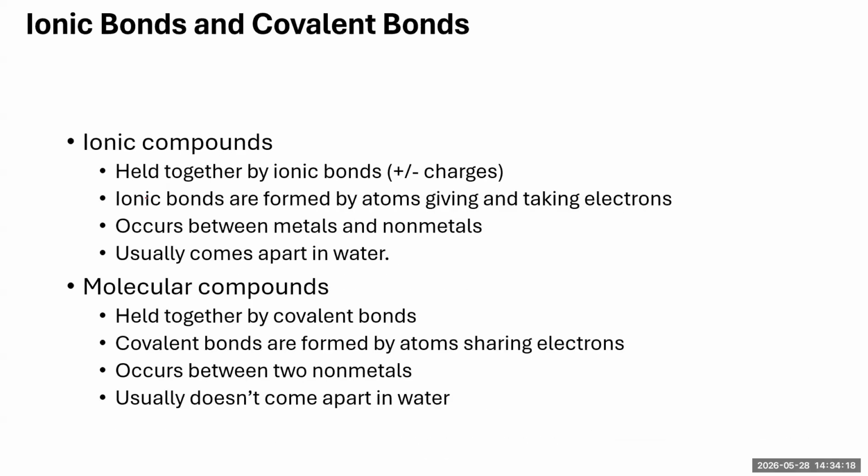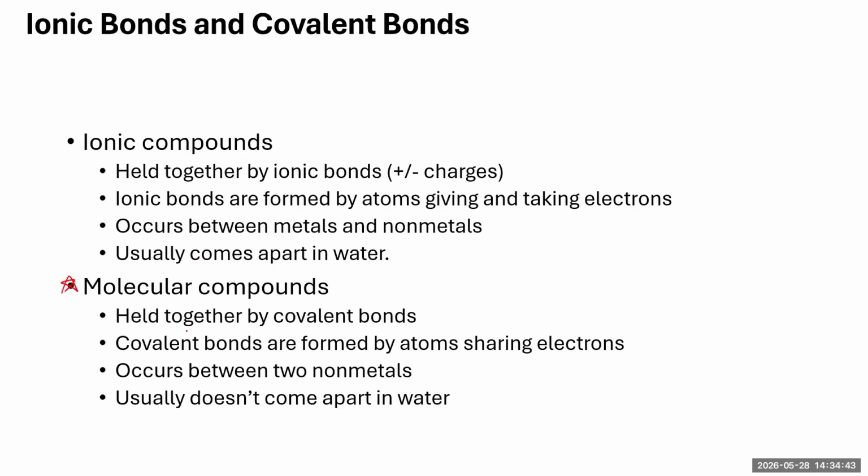All right. So we left off and we saw that ionic compounds are held together by ionic bonds, where their plus or minus charges come together because opposites attract. Ionic bonds are formed by atoms giving and taking electrons. Specifically, metals give up electrons, non-metals take electrons, and they usually come apart in water.